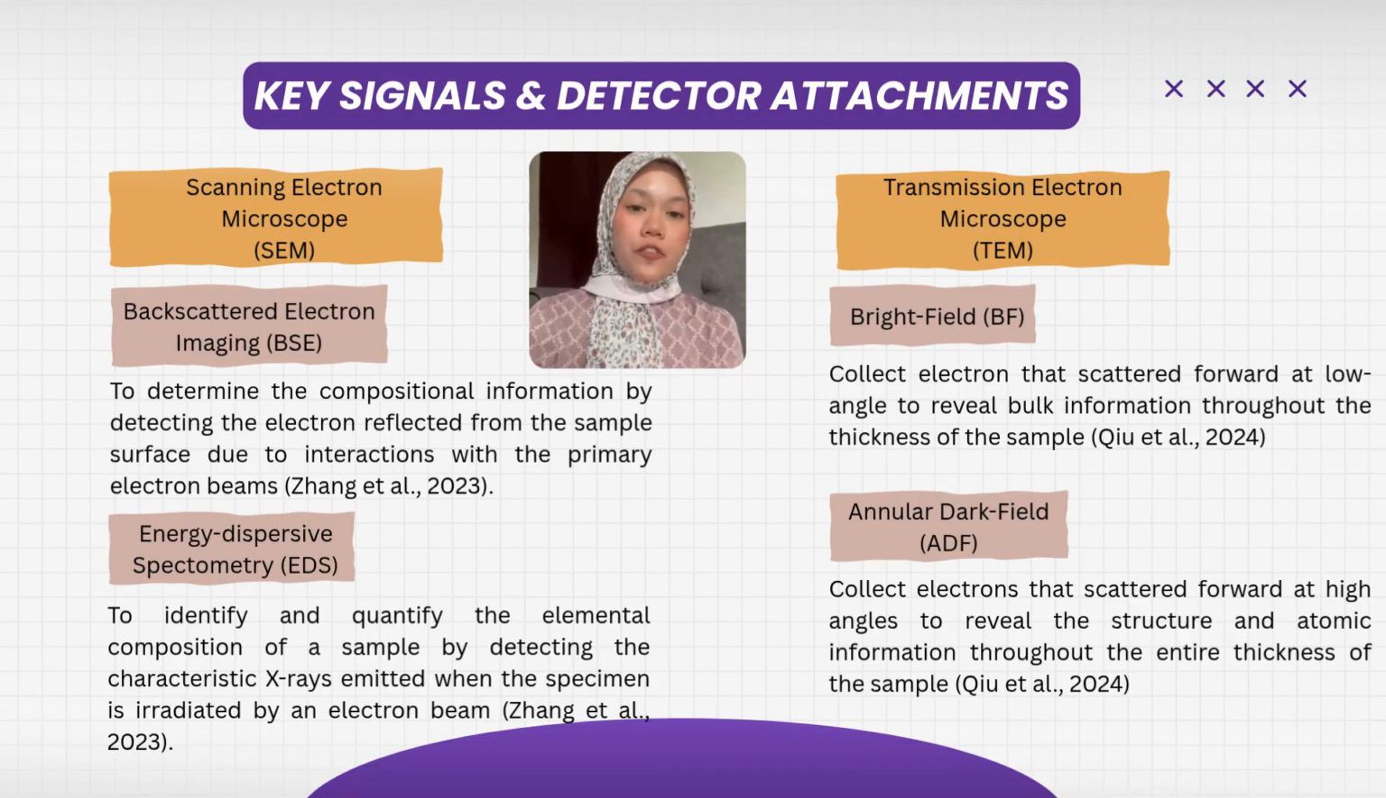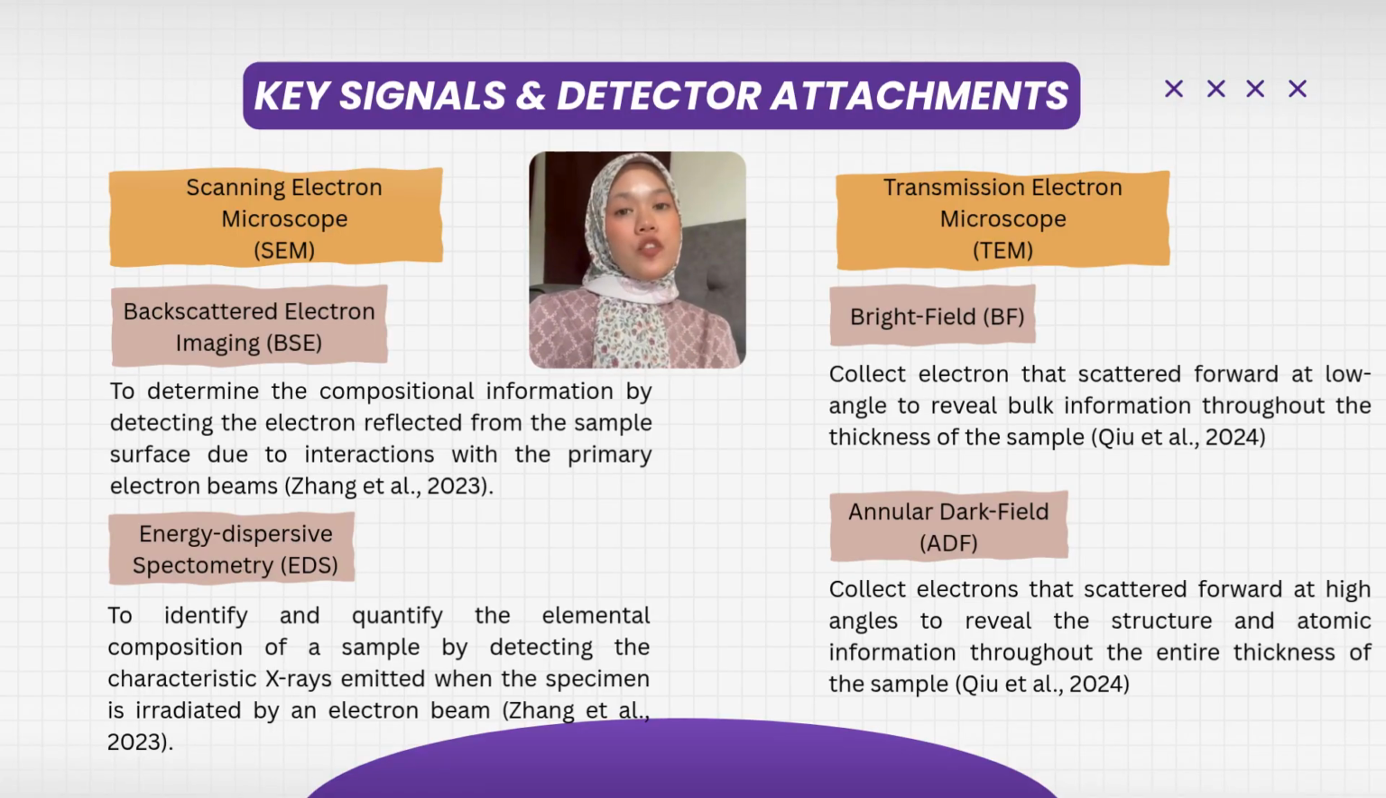Meanwhile, the function of EDS in scanning electron microscope is to identify and quantify the elemental composition of a sample by detecting the characteristic X-rays emitted when the specimen is irradiated by an electron beam. Now, let's move to transmission electron microscope. Bright field and annular dark field are detectors that are present in transmission electron microscope. Now let's focus on bright field first.